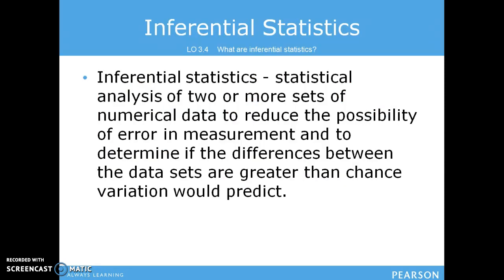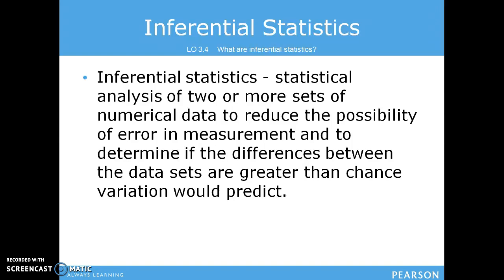Now, with inferential statistics, you take the statistical analysis of 2 or more sets of numerical data to reduce the possibility of error in measurement and to determine if the differences between the data sets are greater than the chance variation would predict. So what does this mean?